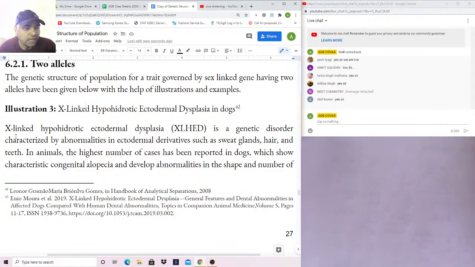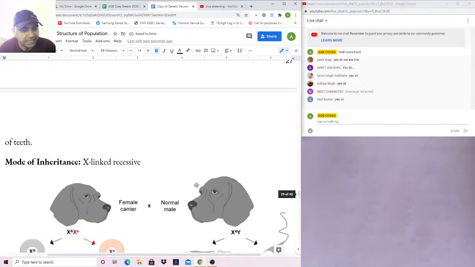So X-linked hypohidrotic ectodermal dysplasia, known as XLHD, is a genetic disorder characterized by abnormalities in ectodermal derivatives such as sweat glands, hair, and teeth. In animals, the highest number of cases has been reported in dogs, which show characteristic congenital alopecia. So what will be there? There will be congenital alopecia and abnormalities in the shape and number of teeth. Its inheritance is X-linked recessive, right?